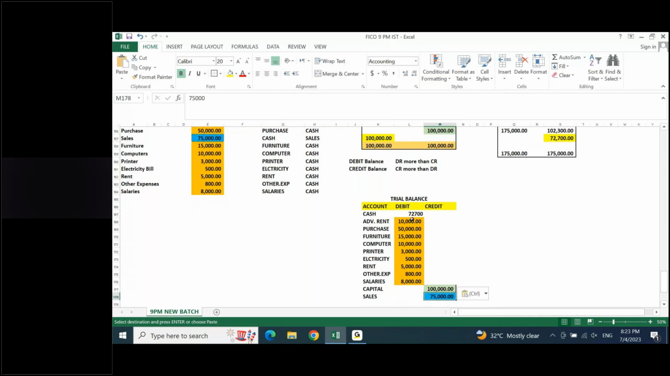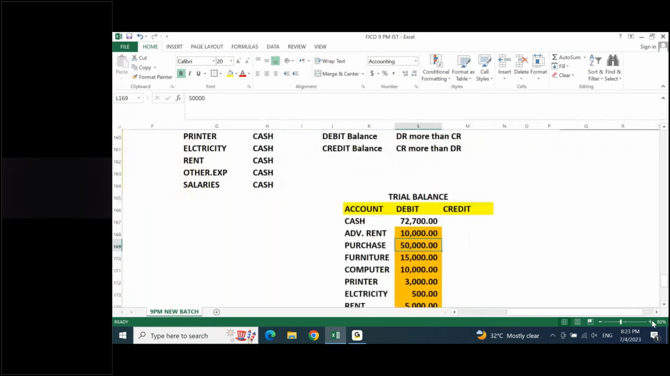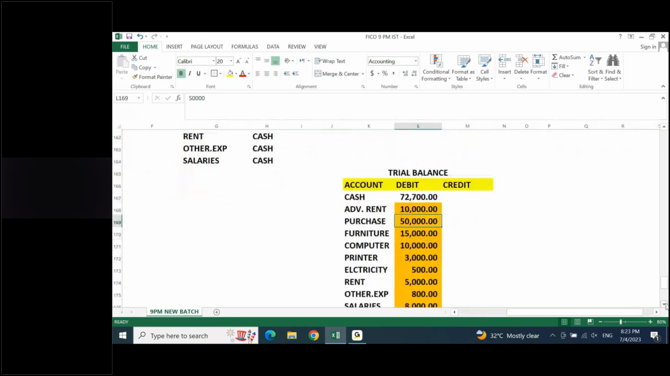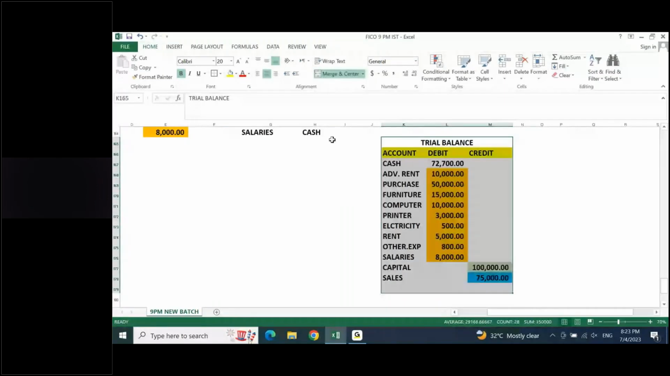In short, if I put everything in number format, now let me maximize this. This is our trial balance. Now, what is the rule for preparing the trial balance? When you prepare a trial balance, what is the rule? It is 0 balance. Everything should be 0. In a TB, debit must be equal to credit. Whatever debits that you have, you should have equal credits.